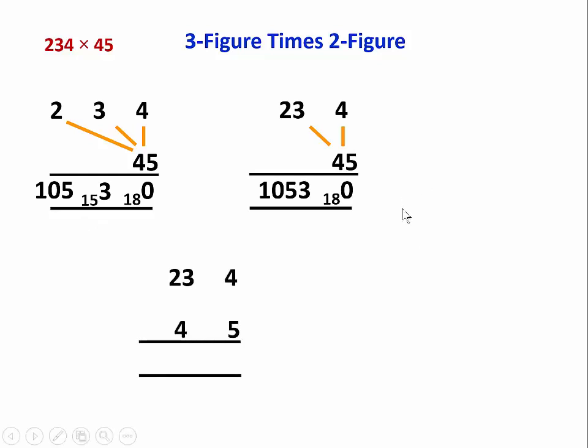Let's try another arrangement here. We can group the 23 together as a single unit, and the 4 there, and then the 4, 5. So we're going to use vertical, crosswise, vertical here. That's the vertical, then the crosswise, and then the vertical. So 4 times 5 is where we start, and that's 20, so we put down 0 and carry 2.